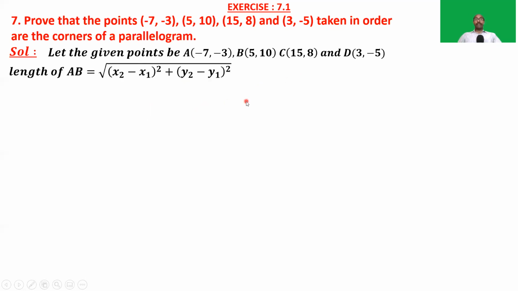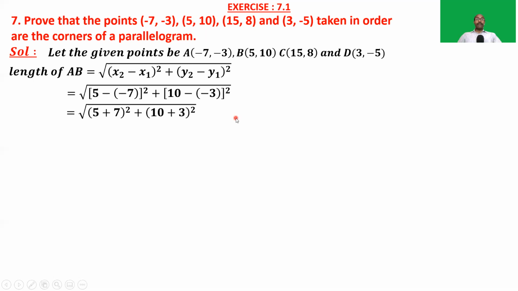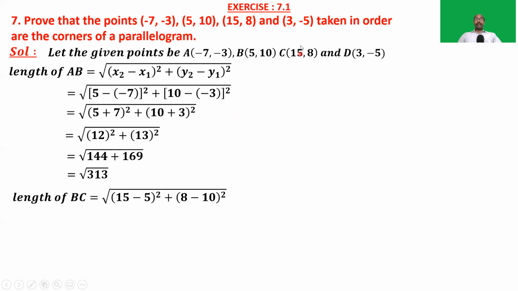So now first find the length of AB. Length of AB is the square root of (5 - (-7)) whole squared plus (10 - (-3)) whole squared. That is, (5 + 7) whole squared plus (10 + 3) whole squared, which is equal to the square root of 12 squared plus 13 squared, which is the square root of 144 plus 169, equal to root 313 units. And now length of BC. Length of BC is the square root of (15 - 5) whole squared plus (8 - 10) whole squared, which is equal to the square root of 10 squared plus (-2) whole squared, and is equal to root 104.